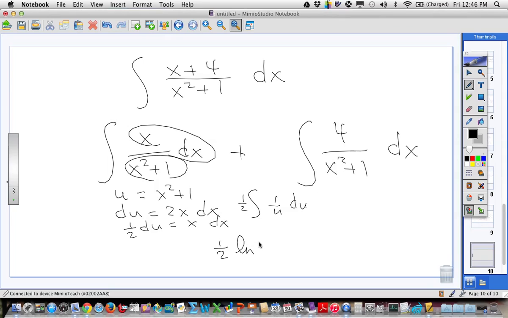1/2 ln u. X squared plus 1 will never be negative, so I don't need the bars. You can have the bars, right? Leave the bars there, it's fine. What about this guy here? That's an arctangent, right? It's just a 4 out in front, and it's an arctangent. So it's 4 arctangent of x, and then plus c.